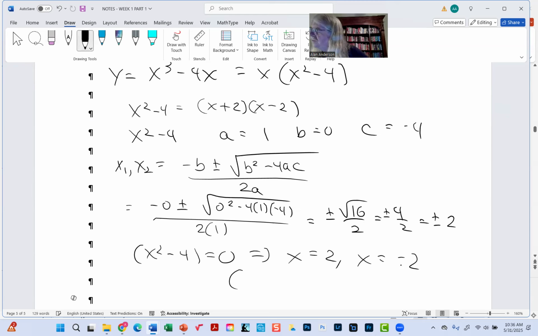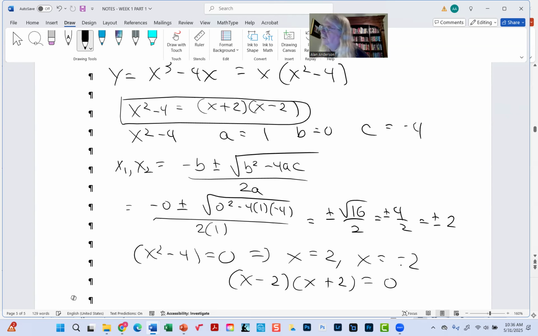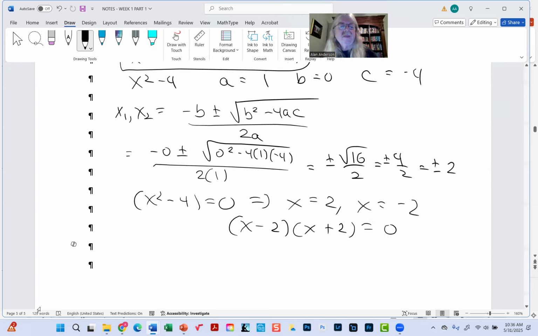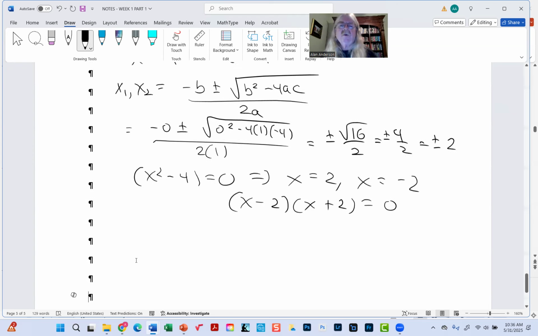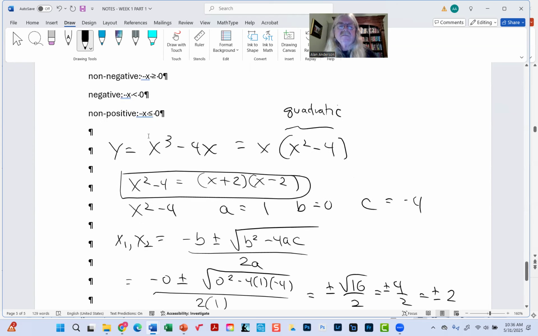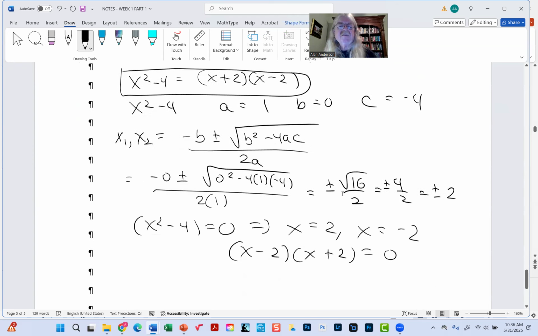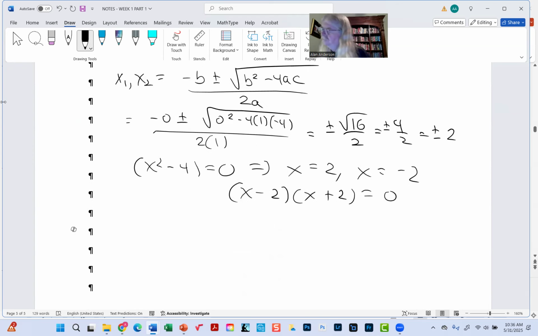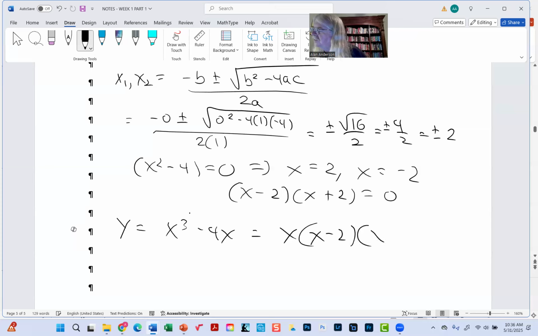But that means that the factors are x minus 2 and x plus 2. Okay, so that's why we can say up here, we have this result. And then that means that our original equation, x cubed minus 4x, can be written as x times x minus 2 times x plus 2.